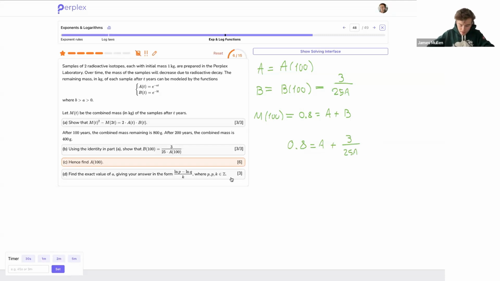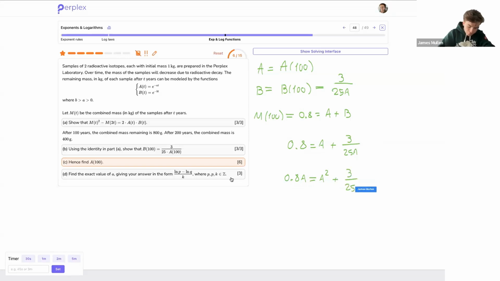Okay, phew, that's a bit of a mess, but we can rearrange this. I have A in a fraction. I don't like it in a fraction, so I'm going to multiply both sides by A, and I get 0.8A is equal to A squared plus 3 over 25.